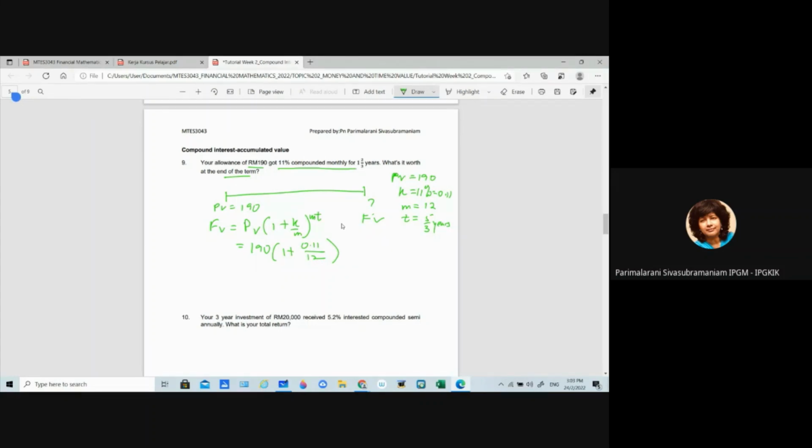So how much is the N? N will be 20, yeah? Yes, so it's 5/3 times 12, which is 20. Okay, so N is 20. So you calculate that, you will get 228.04. Okay.